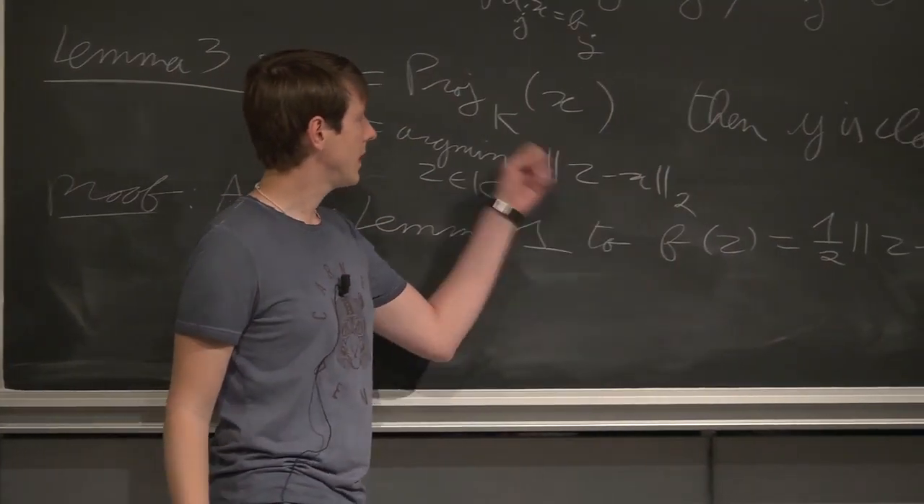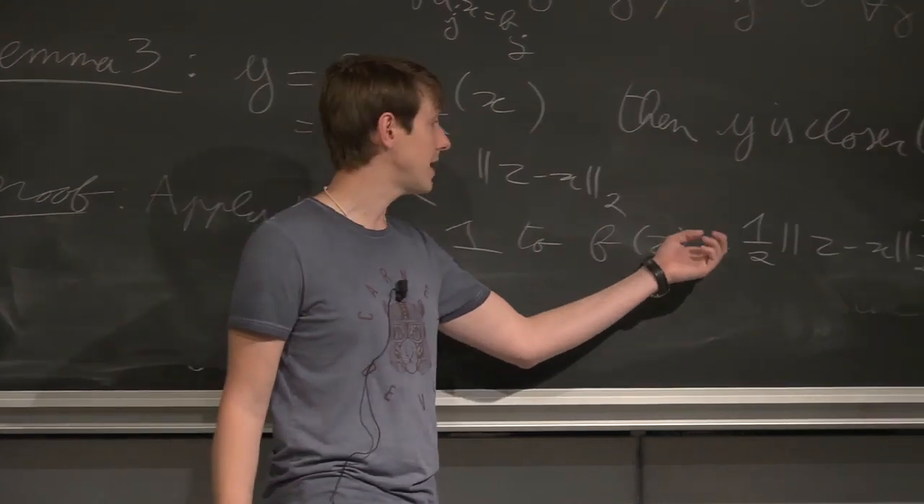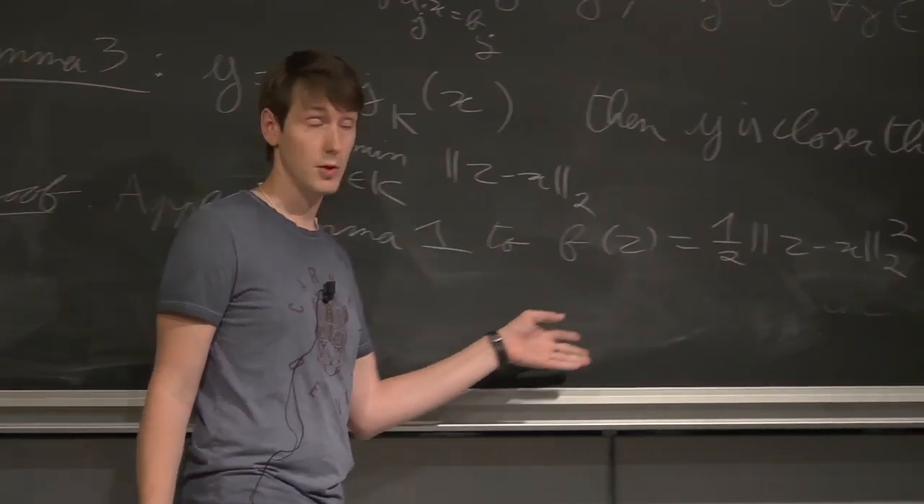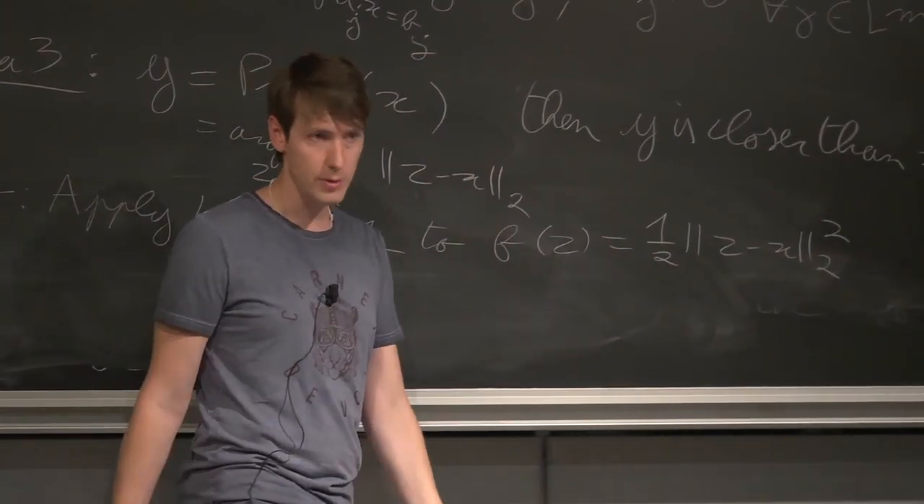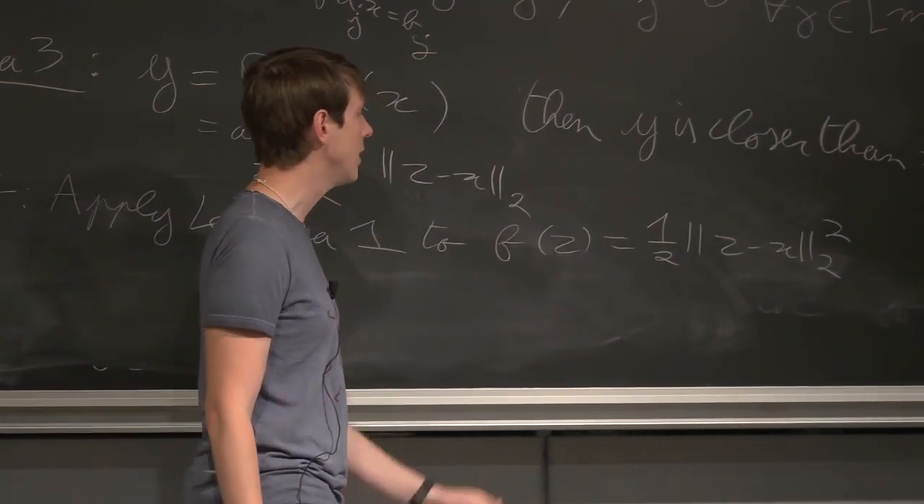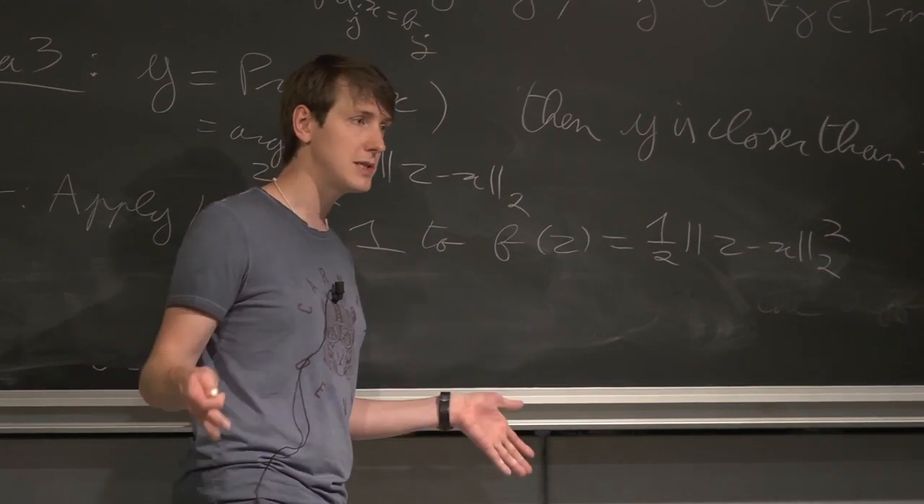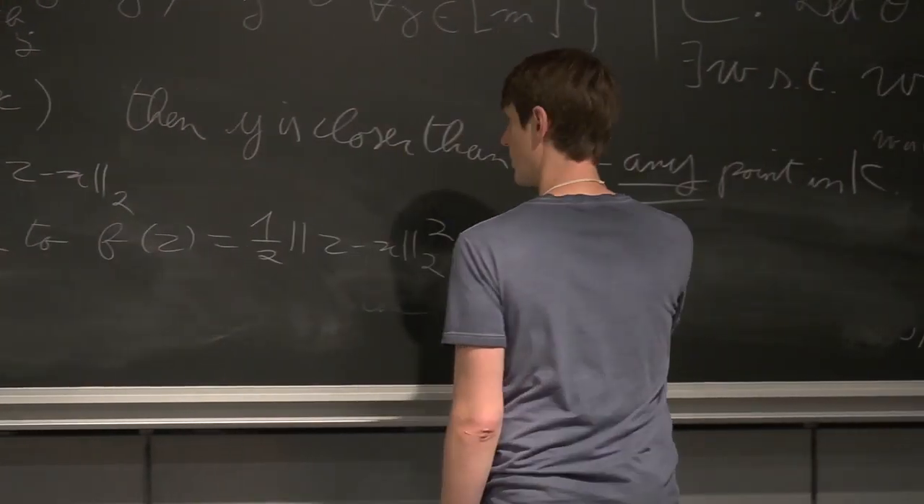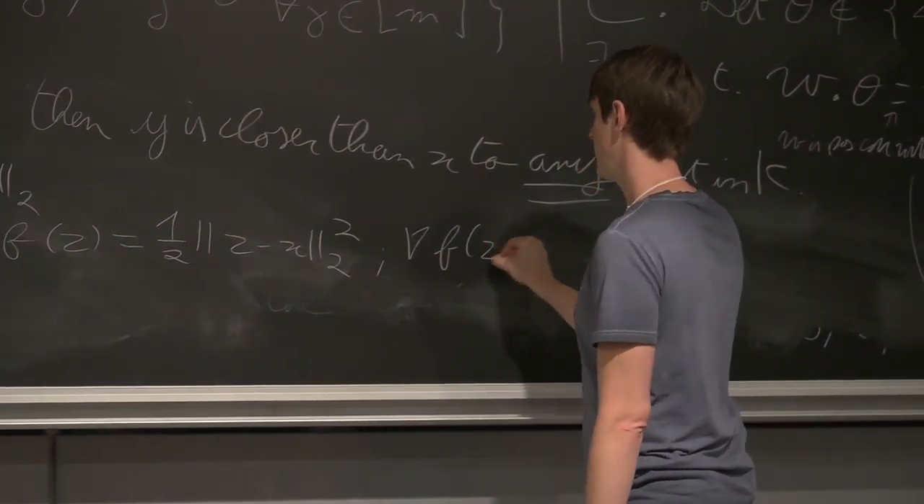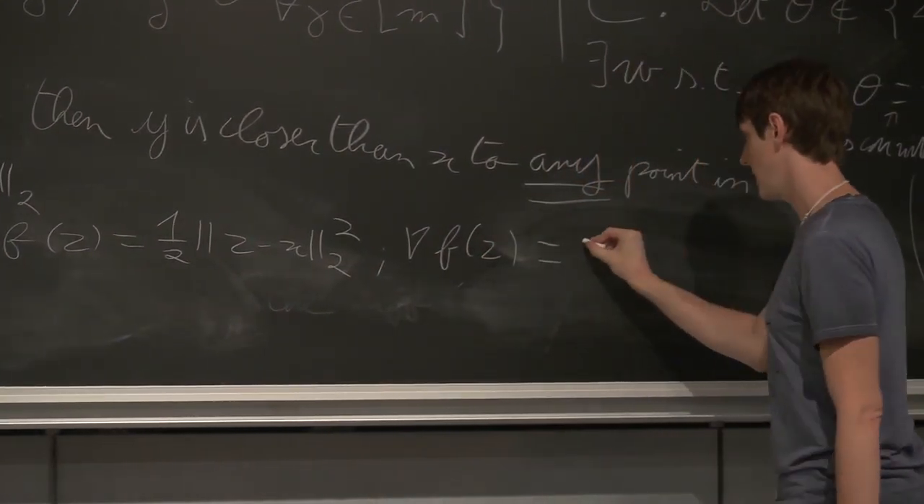Again, the definition of y is that it's a minimizer of this function. So by lemma 1, I know that the negative gradient is in the normal cone, so the gradient is positively correlated with any direction inside. What is the gradient of f of z? The gradient of f of z is just z minus x.